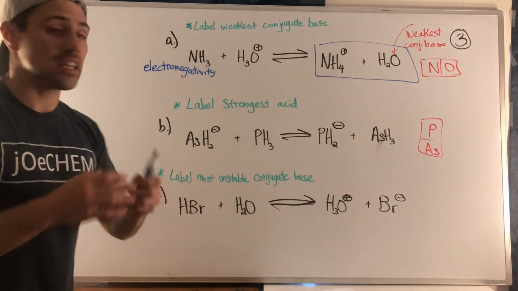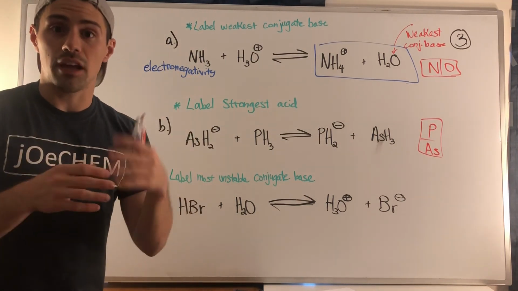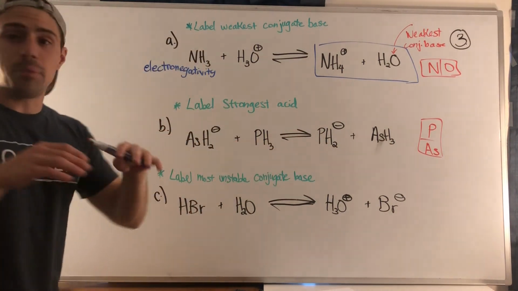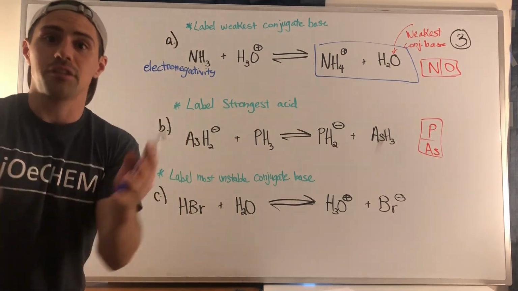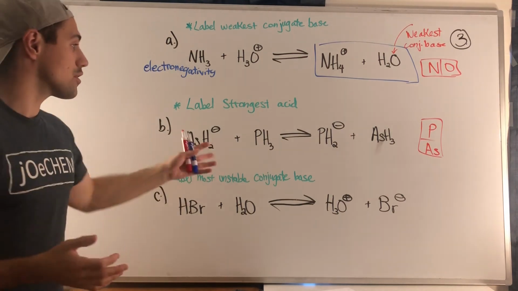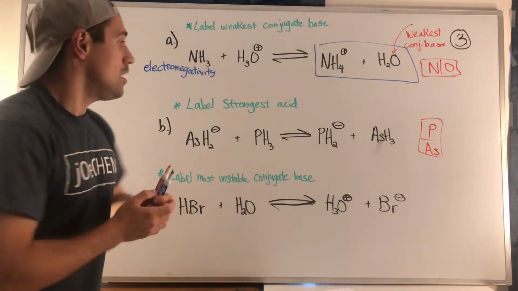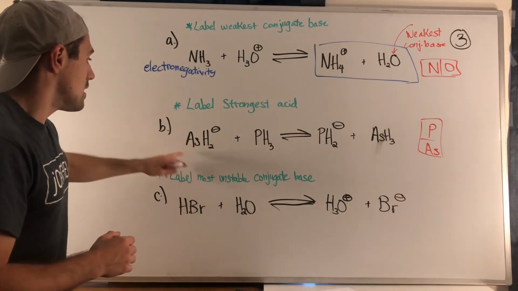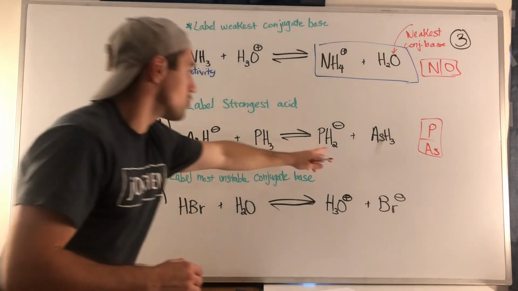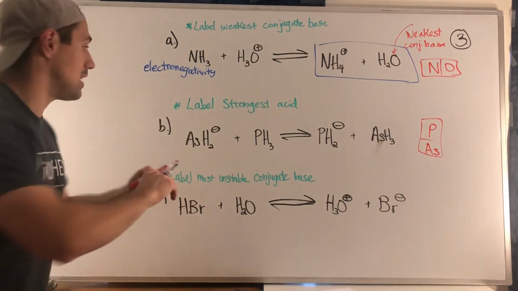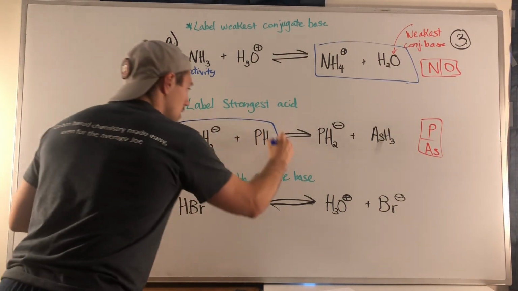So since arsenic is bigger, the negative charge that arsenic will have in the conjugate base right here will have a better opportunity to spread itself out around the arsenic atom versus phosphorus, which is a bit smaller. So that negative charge doesn't have as much room to spread out. So this is better at handling the negative charge. This side is more stable, aka weaker. We drive to the weaker acid-base as far as equilibrium.